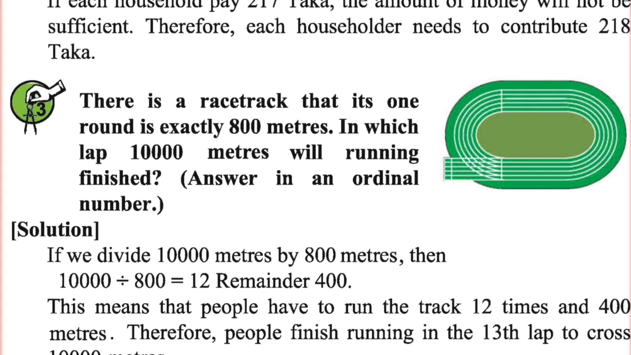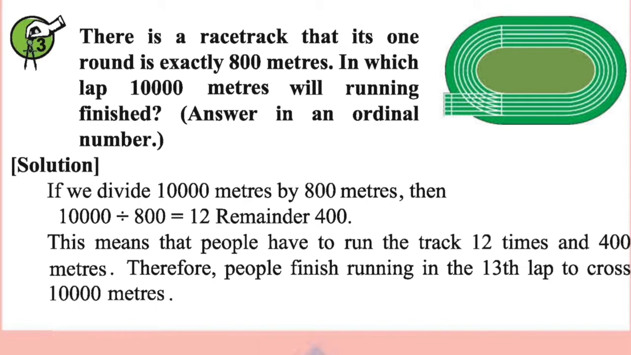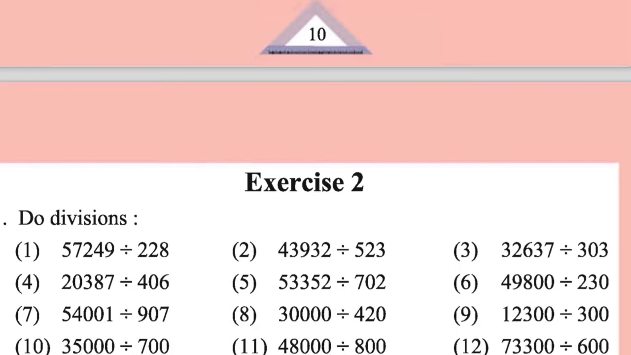There is a race track whose one round is exactly 800 meters. In which lap will 10,000 meters of running be finished? Answer in an ordinal number. If you divide 10,000 meters by 800 meters, then you will get 12, remainder 400. This means that people have to run the track 12 times and 400 meters. Therefore, people finish running in the 13th lap to cross the 10,000 meters.